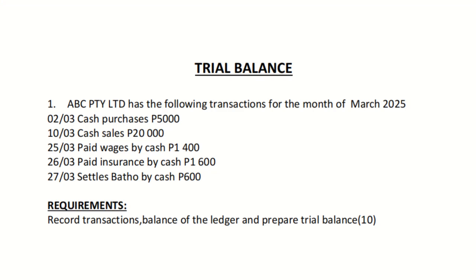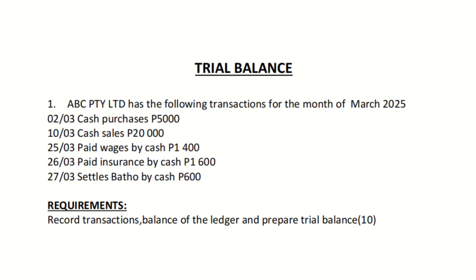The question says ABC Peter Ltd has the following transactions for the month of March 2025. On the 2nd, cash purchases 5,000. On the 10th, we have cash sales 20,000. On the 25th, we paid wages by cash 1,400. And on the 26th, paid insurance by cash 1,600. And on the 27th, we settled by cash 600.